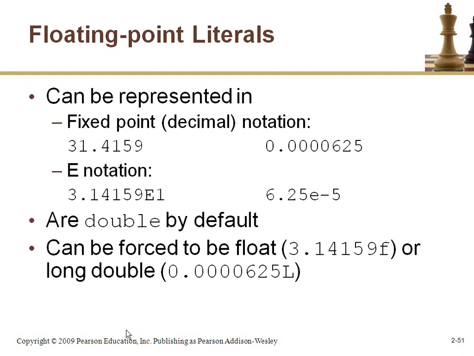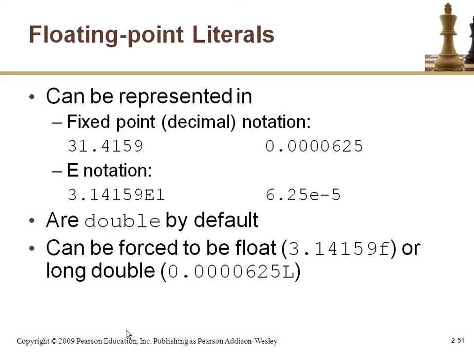The floating point literals can be presented directly in your statements with the decimal place, or you can put them in scientific notation. Here's a fixed point decimal notation for pi or for any number. This one is E notation for pi, 3.14159E1. That E1 part says times 10 to the first power, or 10 to the 1.